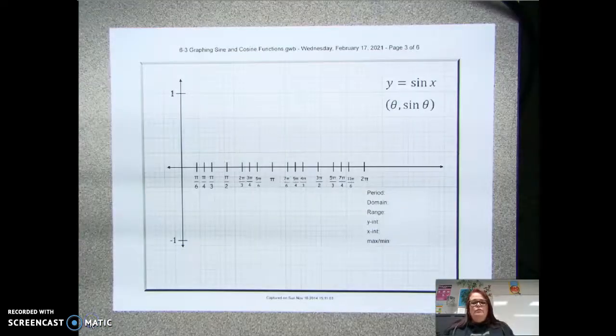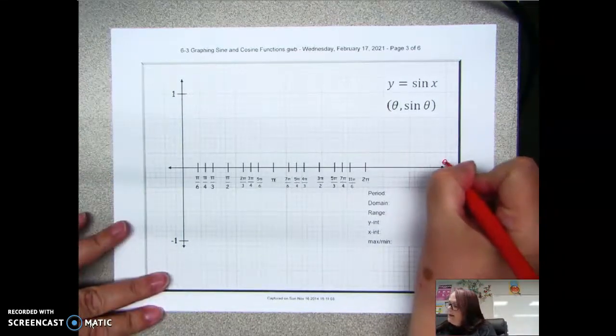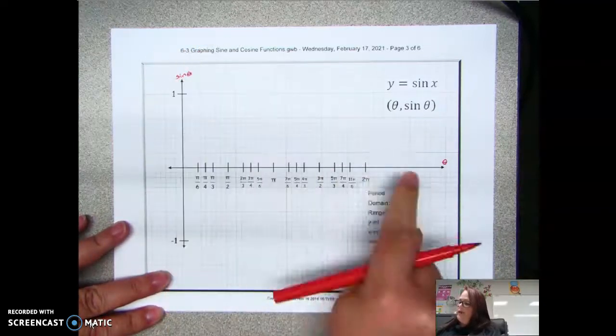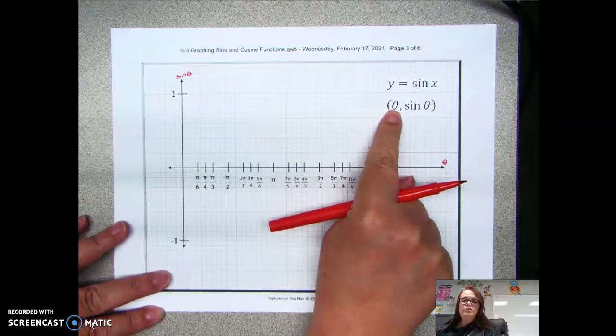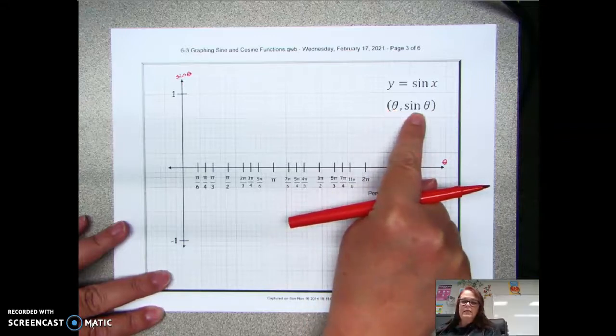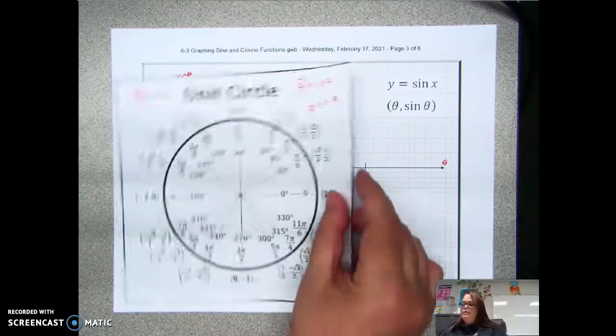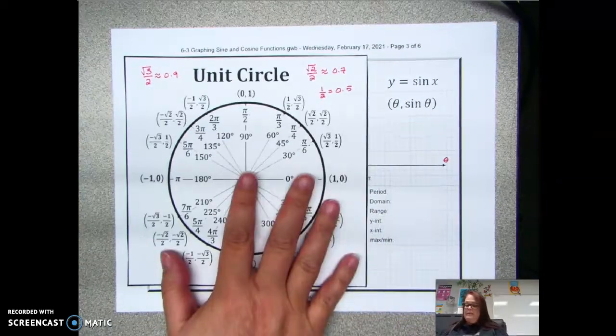Okay, so if you notice, I now have an XY plane where this is going to be my theta axis, and this is going to be my sine of theta axis. So my x value represents all the theta measures, and my y value represents the sine of theta measures. So the first thing I would like you to do is on this unit circle, write down a couple things.